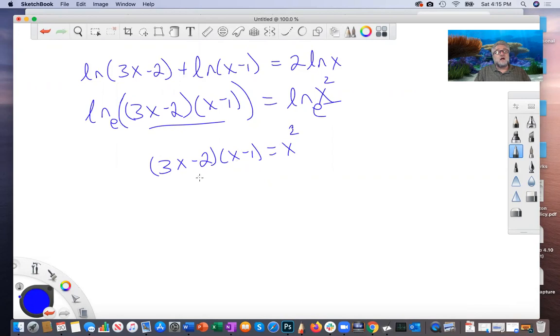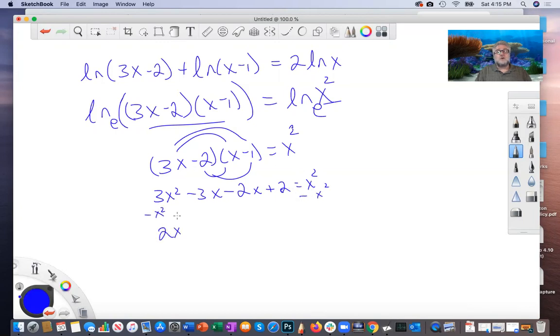So now it becomes an algebra problem. We're going to FOIL. 3x squared, first 2, outside 2, inside 2, last 2. Oops, plus 2 equals x squared. I'm going to subtract x squared from both sides. So I'll get a 2x squared minus 3 minus 2 is minus 5x plus 2 equals 0.